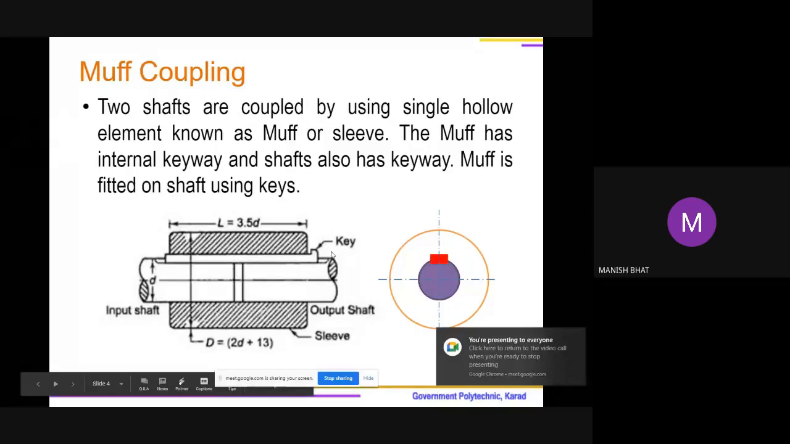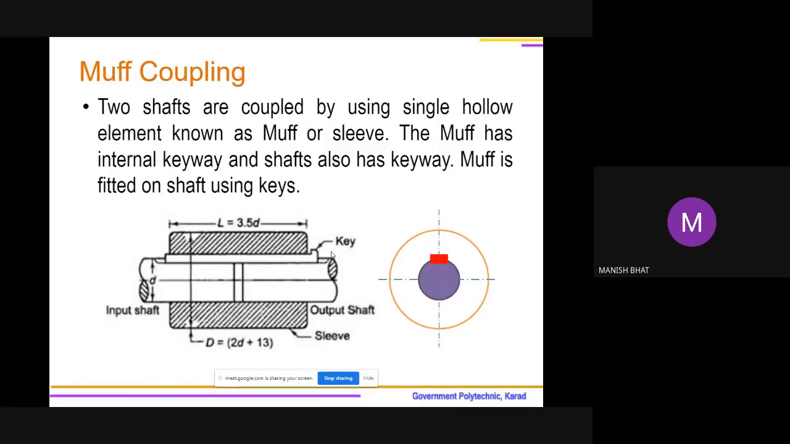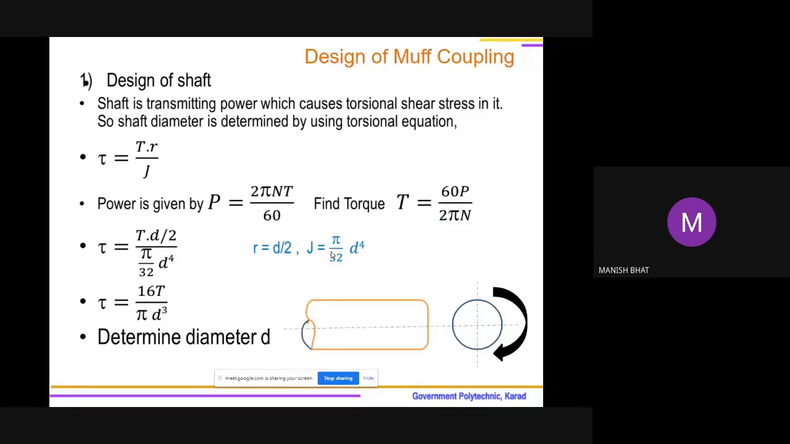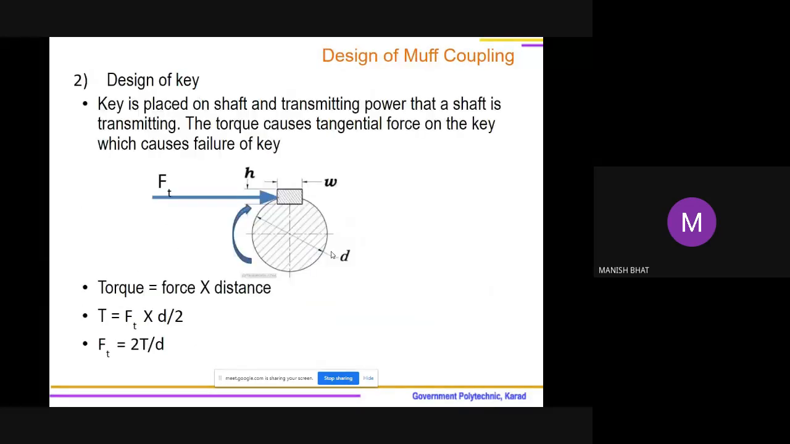We have learned that the muff coupling has a hollow cylindrical element which joins two shafts together. This hollow element is designed using this procedure. We will be designing the shaft for torsional failure, as we have learned. We will also be designing the key, and for that we require the force acting at the key, which we find from the torque relationship.